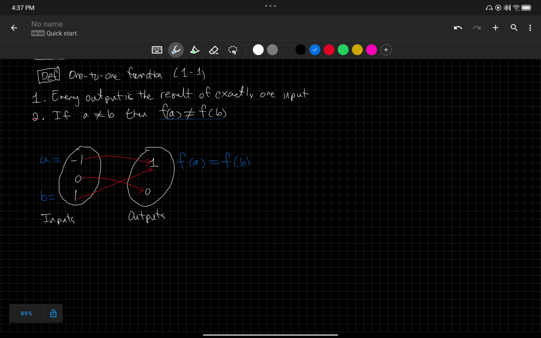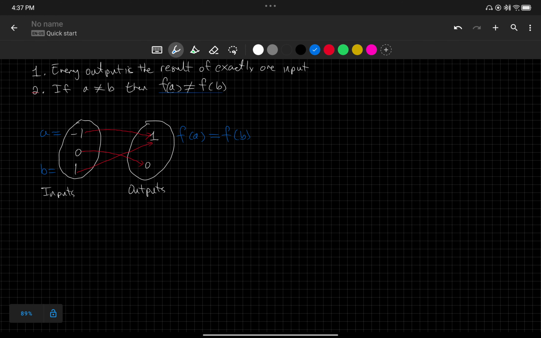Okay, so why is it that a one-to-one function is important? Well, back in your pre-cal days, there was an important fact: for a function to have an inverse function, the condition is it has to be 1-to-1.